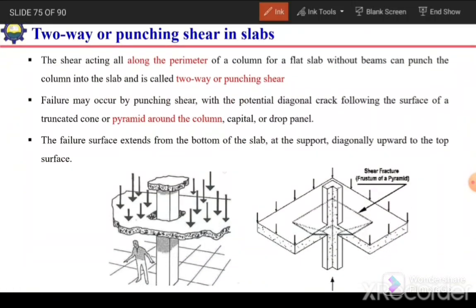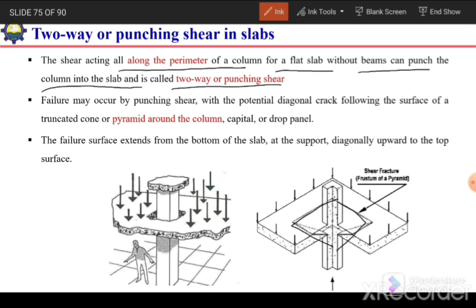Next is two-way or punching shear in slabs. A shear acting all along the perimeter of a column for a flat slab without beams can punch the column into the slab, and it is termed as two-way or punching shear. It acts all along the column, so that's why it is termed as two-way shear. And it can punch the column from this slab just like this. So a column has been punched out of this slab, and that's why we term it a punching shear.